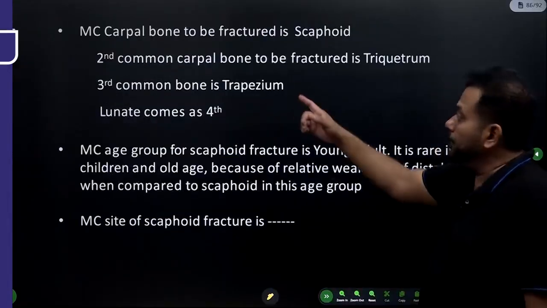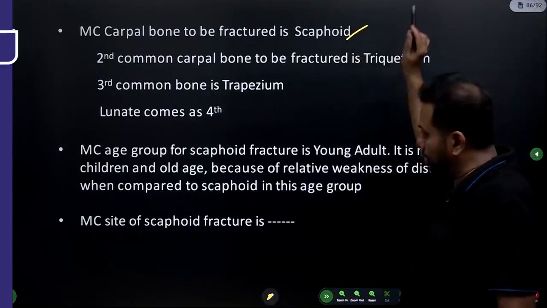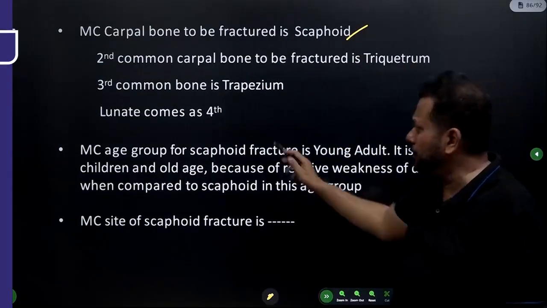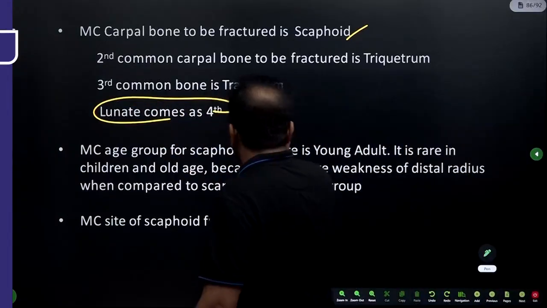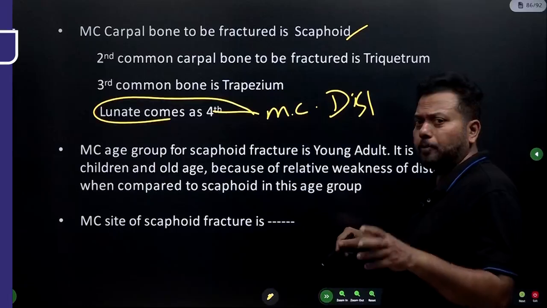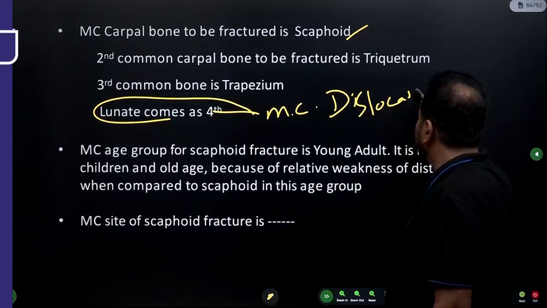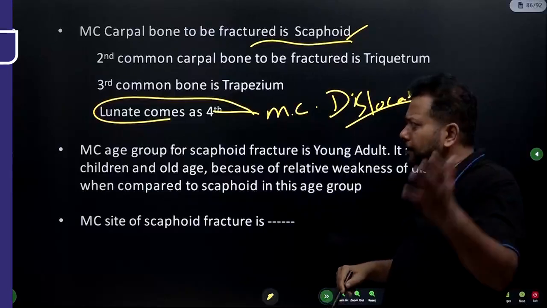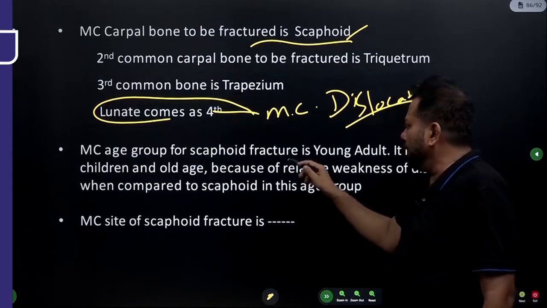You see here, the most common carpal bone to get fractured is the scaphoid. Others are not very important. The most common carpal bone to undergo dislocation is the lunate. The most common carpal bone to undergo fracture is the scaphoid. Very, very standard questions, and most common in young adults.